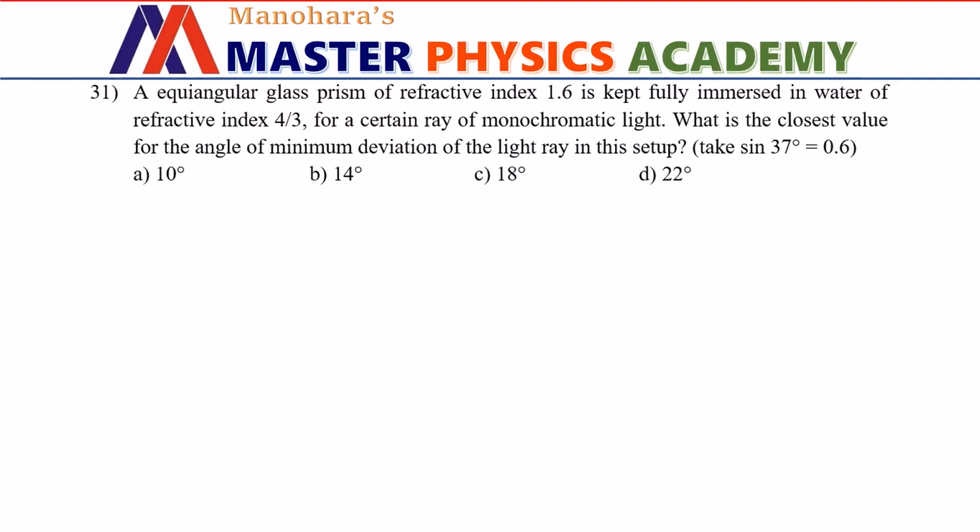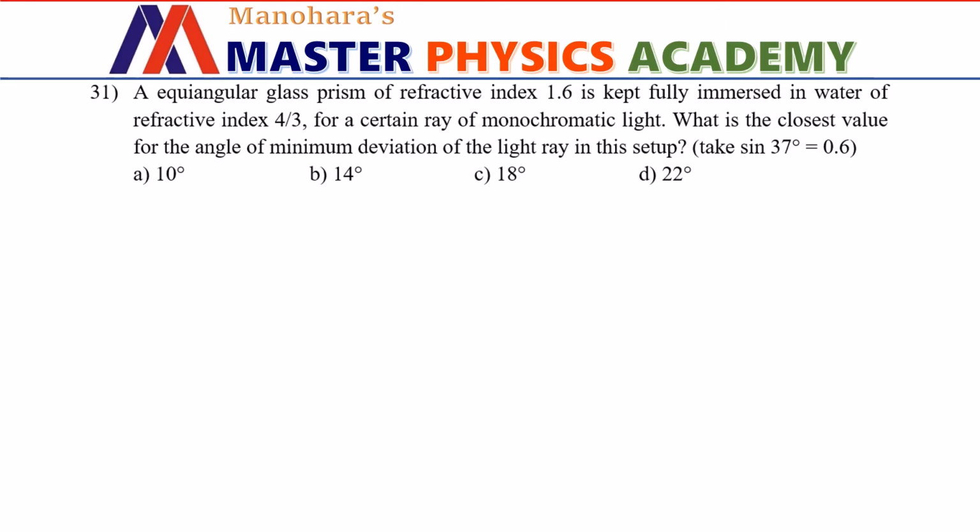An equiangular glass prism of refractive index 1.6 is kept fully immersed in water of refractive index 4/3 for a certain ray of monochromatic light. What is the closest value for the angle of minimum deviation of the light ray in this setup? Take sin 37 degree equals 0.6.